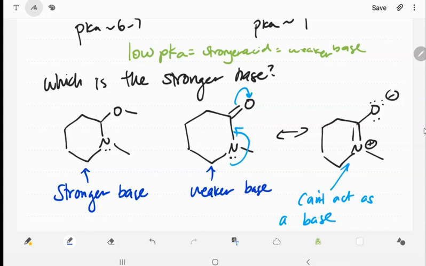Because of that resonance, the lone pair can no longer act as a base. So part of the time it's going to spend in that resonance form without any lone pair. So it can't act as a base sometimes.